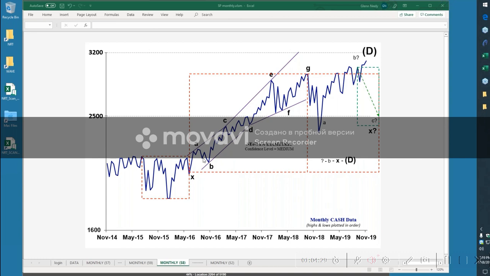So if an impulsive pattern doesn't follow the rules, it's corrective. If a corrective pattern doesn't follow the rules of a zigzag, you move to flats. If it doesn't follow the flat rules, you move to triangles and so forth. So that's the sequence that always happens.